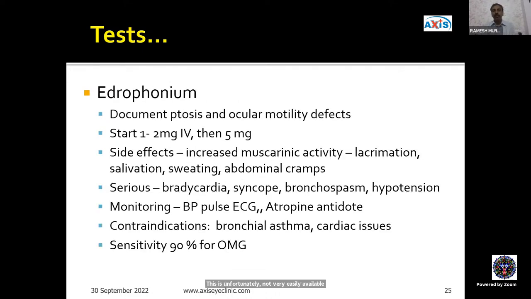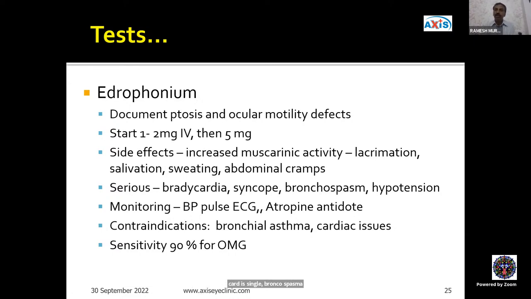When you do these tests like edrophonium or the neostigmine test, we always document the ptosis position and the ocular motility defect, and then we give this injection. So with edrophonium, we always start with a very low dose and then we give the higher dose. The side effects include increased muscarinic activity in the form of lacrimation, salivation, sweating, abdominal cramps, and other serious problems like bradycardia, syncope, bronchospasm, or hypotension can also occur.